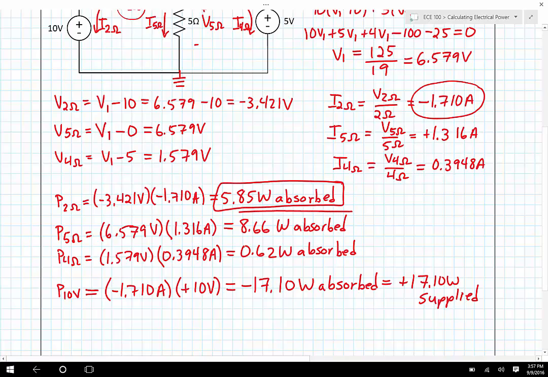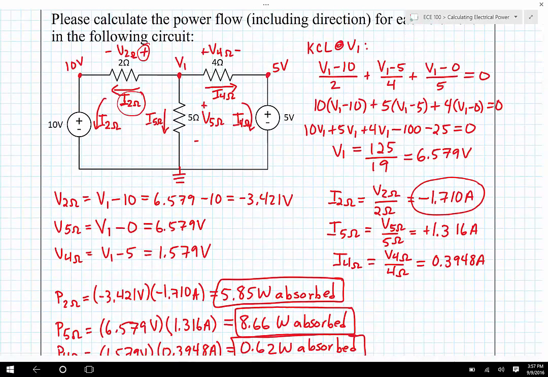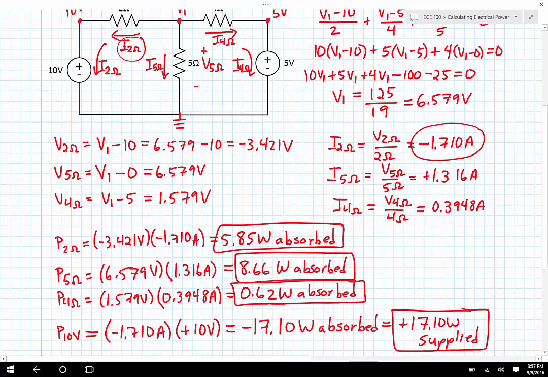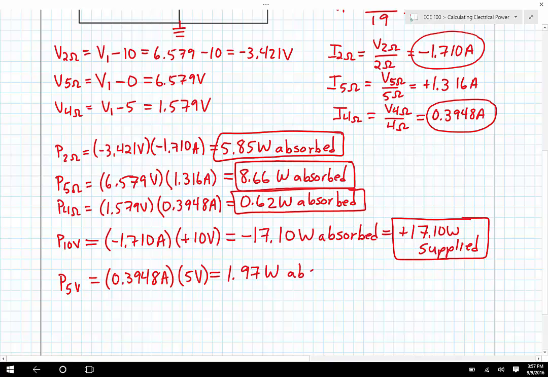So far I've seen that my 3 resistors are correctly absorbing power, and this 10 volt source is now supplying power, and the only thing that really remains unknown is the 5 volt source. So the power associated with the 5 volt source. Again, I'm going to double check. I sub 4 ohms is pointing into the positive terminal. So whatever I get for I sub 4 ohms, which it turns out is 0.3948 amps, multiplied by 5 volts, that's going to give me 1.97 watts absorbed. And because that number is positive, I know that the 5 volt source actually is absorbing power.